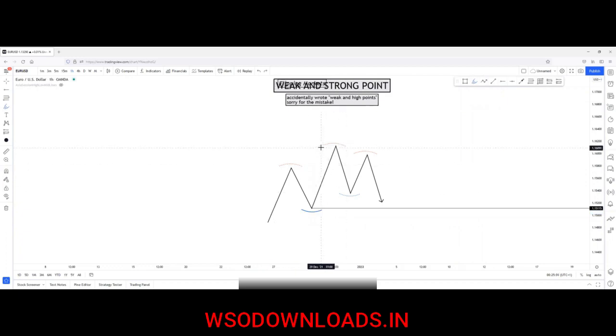Okay, after this, price created this weak high because this pullback movement couldn't break below the last strong low.